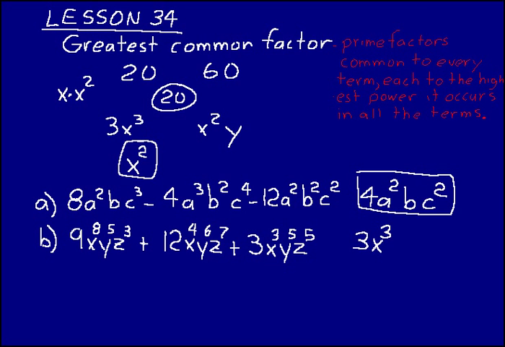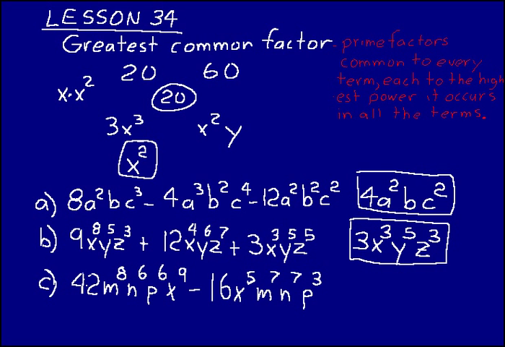Now the y's, let's go to that. They all have a y in them, and the greatest common factor for y would be y to the 5th. And then the z's, they all have at least a z in common as well, and the greatest common factor there for z would be z to the 3rd, because they all have at least that. That would be the greatest common factor. Not just z, but z to the 3rd. So there's our answer there. 3x cubed, y to the 5th, z cubed.